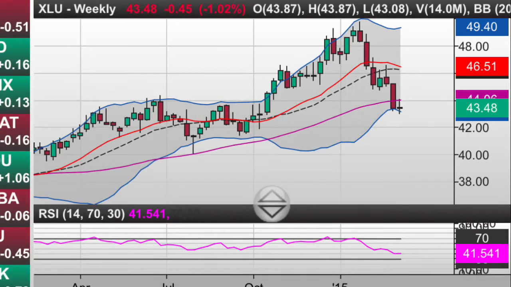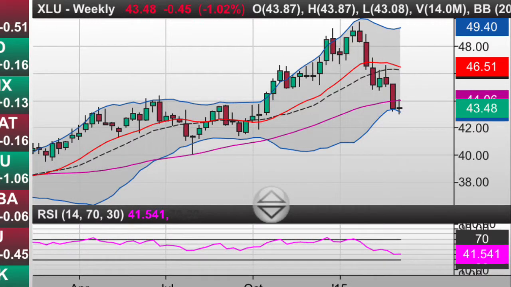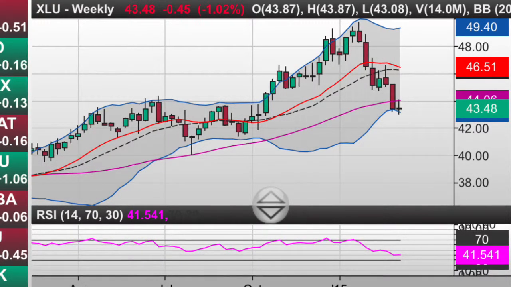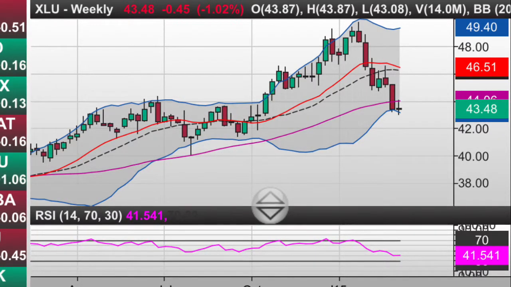Okay, so now this is a weekly chart of the utility sector. You can see it put in a doji candle for the week. It's pulled back all the way to that lower Bollinger Band, indicating it's oversold. As well, the 50-week moving average is currently acting as resistance.